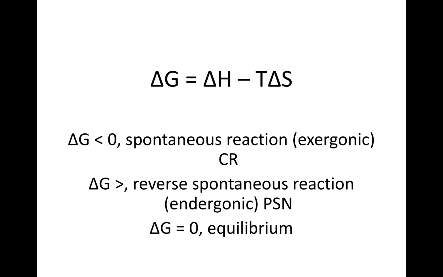So in summary here, when G is negative, okay, it's a spontaneous reaction, it's exergonic. A great example is cellular respiration. Okay, when G is greater than 0, man, I have a typo. It's not spontaneous, it is endergonic. A great example would be photosynthesis. And if you ever end up with a delta G that's 0, then we just call it equilibrium.